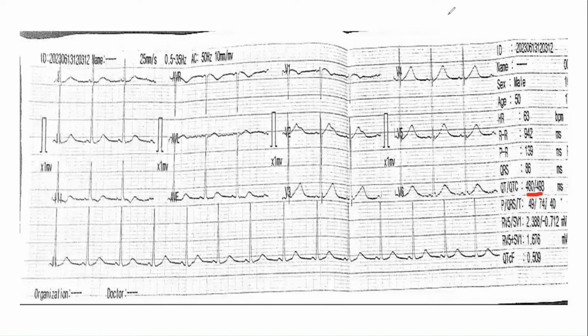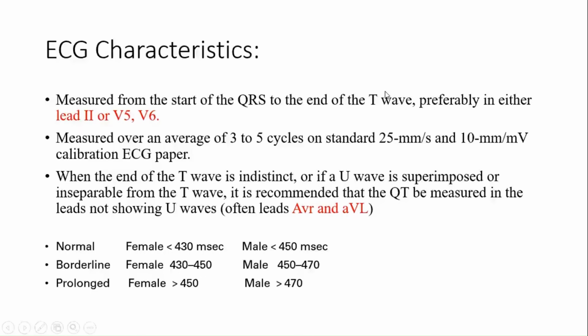Okay, so I'll give you now a brief overview of QT prolongation. Just you can remember these points. For a QT, you have to measure from the start of QRS to the end of T wave. The leads preferred are lead 2, lead V5, and lead V6. These are the leads where the end of T wave is very clearly seen. Otherwise, see any lead where the T wave is ending pretty discretely.